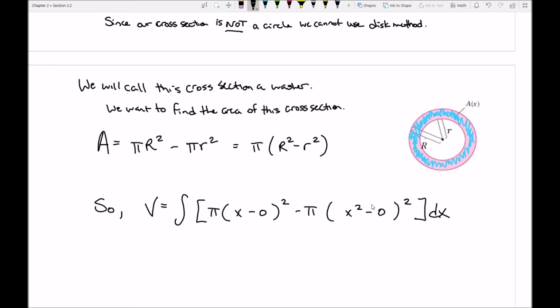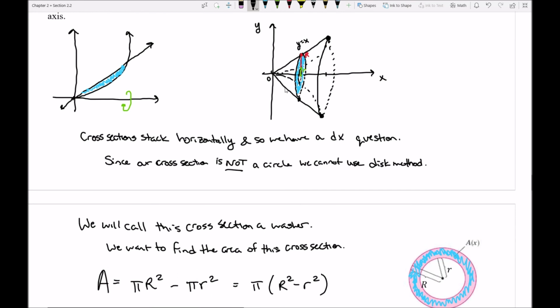Now I can determine the bounds. I want to know how far left and how far right these washers can exist. If I take a look at the picture over here, I can see very clearly the furthest to the left I can go is 0. But the furthest to the right I can go is wherever these curves intersect. So let me move this green piece here. Wherever these curves intersect is going to become very important. So I might want to know, when does x equal x squared?